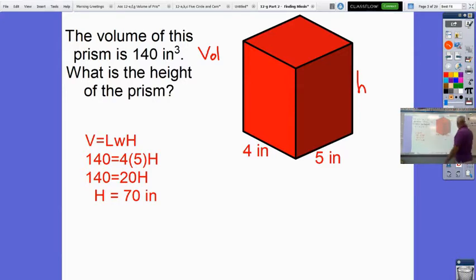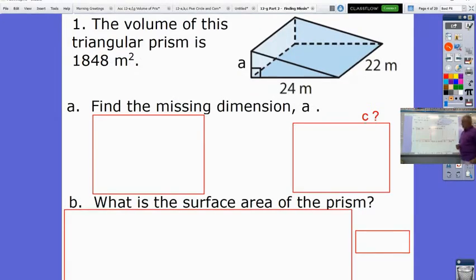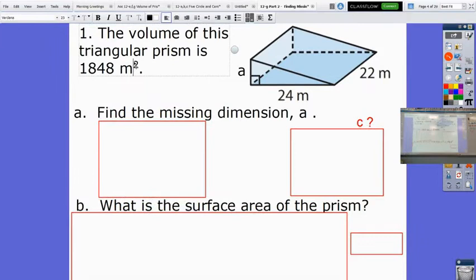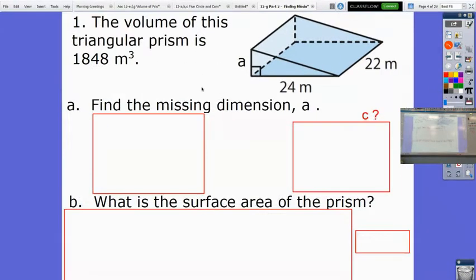Pretty straightforward and easy. All right, let's get a little more challenging here. The volume of this triangular prism is 1,848 square meters. Whoops, cubic meters, that should be, of course. Alex points out my mistake here. Cubic meters is volume. Okay, there we go, cubic meters. All right, so what is this missing dimension, A?